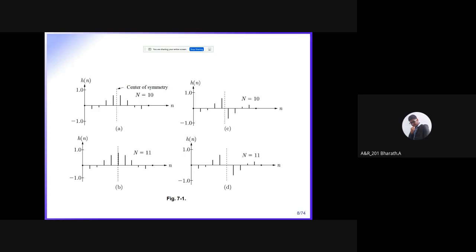Okay? So I think the total 4 filters are clear to all of you. The four types of FIR filters which can satisfy linearity are nothing but these 4 figures only. So whenever you develop any FIR filter and you try to draw the h of n, it must satisfy any one of these 4. If it is not satisfying any one of these 4, it is no more a linear phase FIR filter. Is it clear?